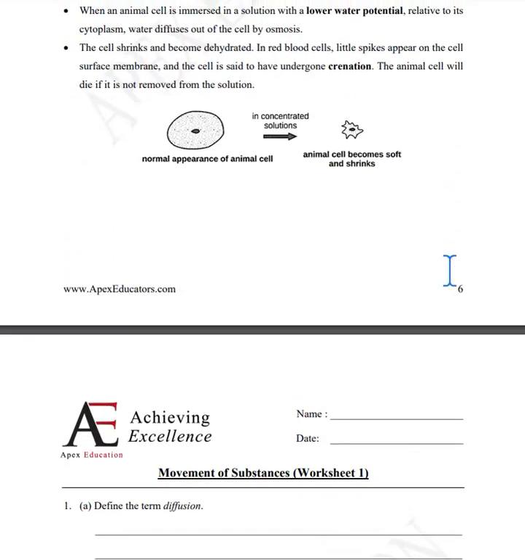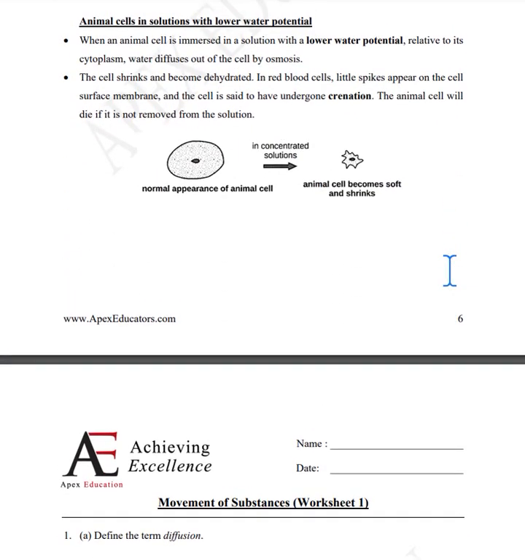And then for low water potential, you need to tell me that in a red blood cell, little spikes appear on the cell surface membrane. It is known as crenation. Crenation with an N, not an M. Not an M, but an N.